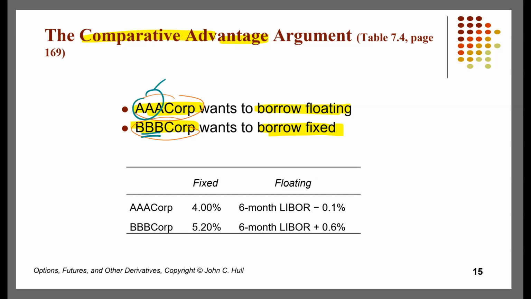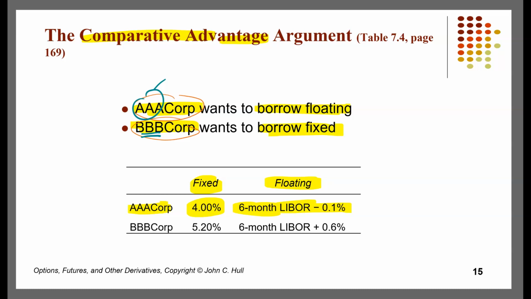Now the market for capital for AAA looks as follows. If AAA were to borrow at a fixed rate, the company would be borrowing at 4% fixed, and if they were to borrow at a floating rate, they would be borrowing at LIBOR minus 1% floating for 6 months. Those would be the opportunities that are available to AAA should AAA want to borrow at either the fixed rate or the floating rate.